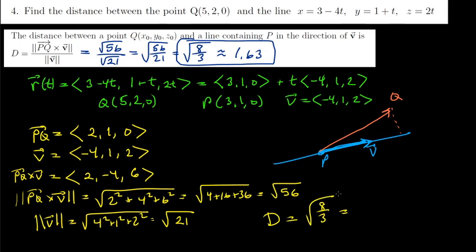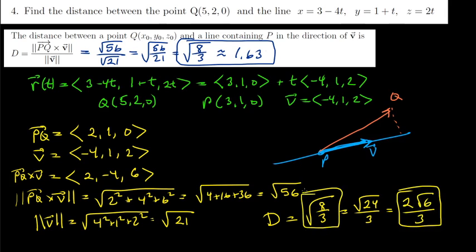Or if you insist on rationalizing the denominator, I think we just get the square root of 24 over 3. And you can simplify the square root of 24 as 2 square root of 6 over 3. But as you know, I'm not picky, as long as you write down the exact distance and not just the approximate, the 1.63. All right, number 5.